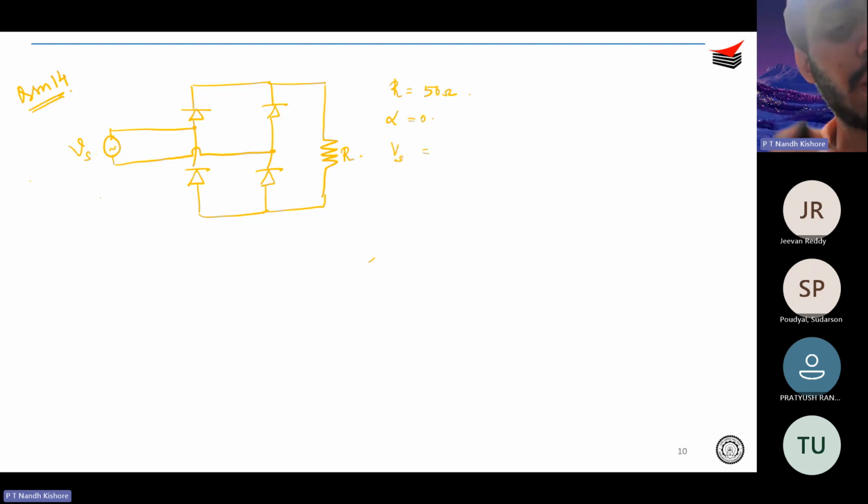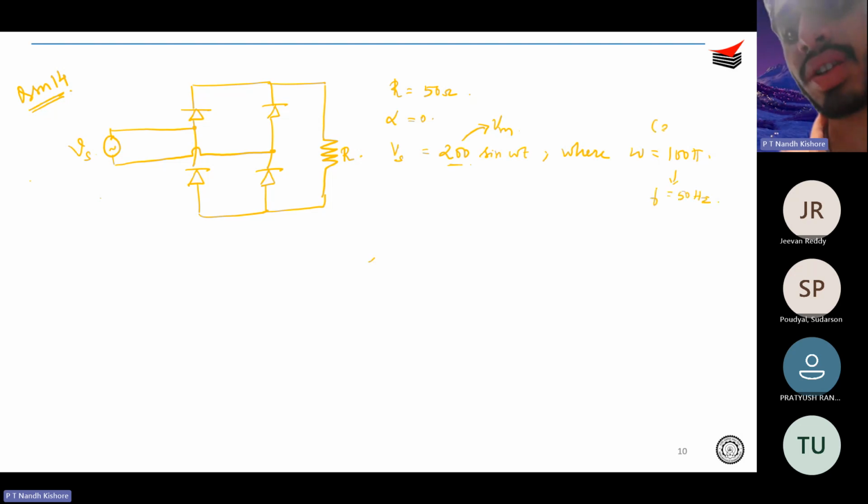And they have mentioned explicitly that the supply voltage is 200 sine omega t. Then you can understand this 200 is actually your VM, right? They have mentioned it as 200 sine omega t, where omega is 100 pi, right? That means that F is 50 again. Omega is 2 pi F. So omega is 100 pi radians per second.